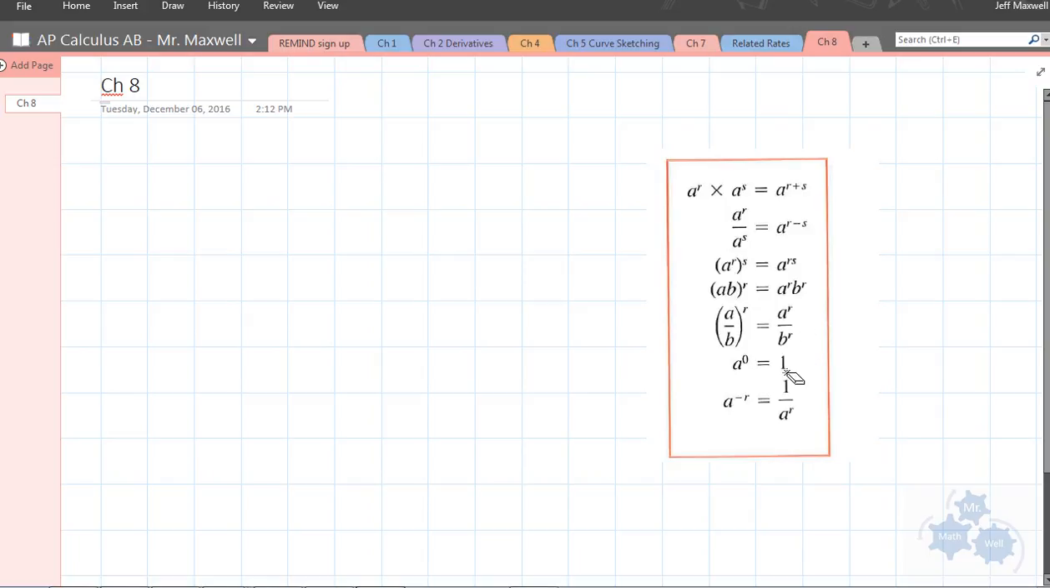A to the power of 0 equals 1, or any base to the power of 0 equals 1, unless that base is 0 itself. Of course, that doesn't work. And if we have a to the negative r exponent, that's the same as 1 over a to the positive r exponent. So the exponent laws here, these you should have familiarity with.